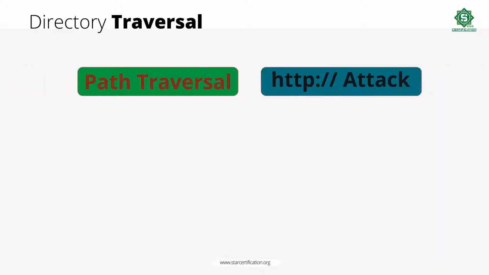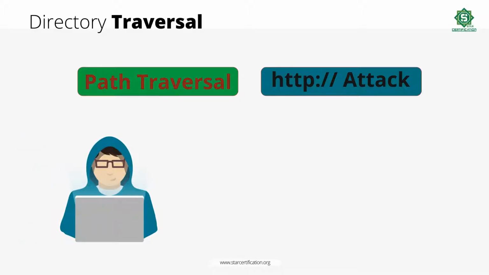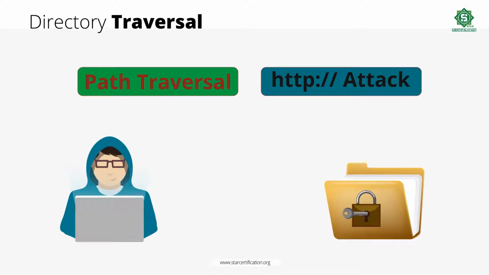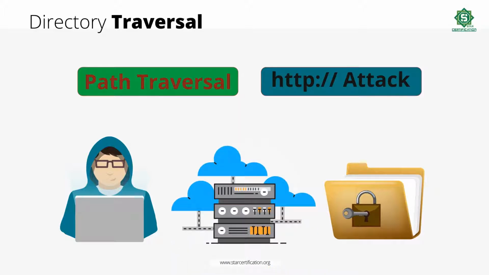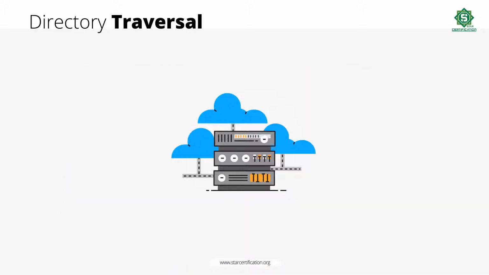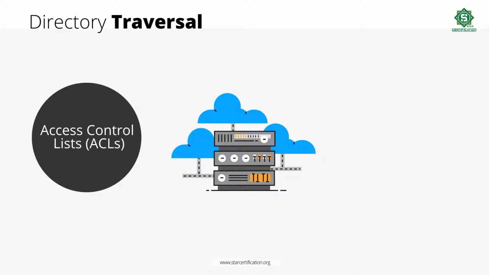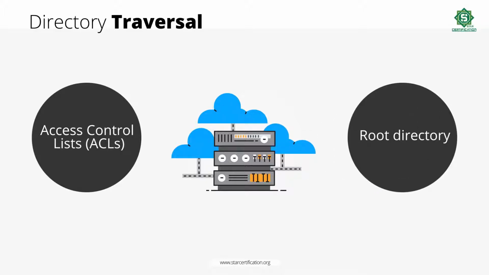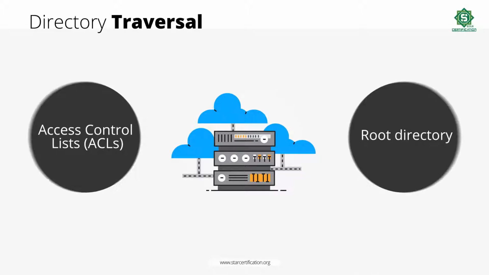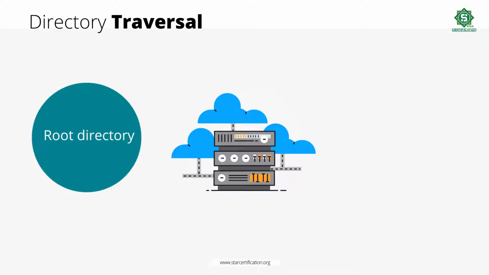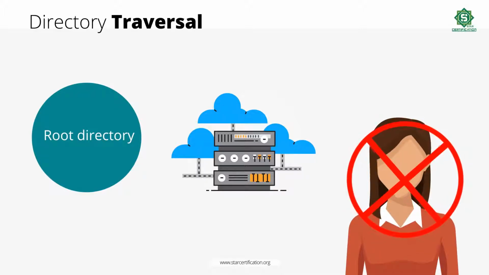Directory traversal, also known as path traversal, is an HTTP attack which allows attackers to access restricted directories and execute commands outside of the web server's root directory. Web servers provide two main levels of security mechanisms: access control lists, ACLs, and root directory. An access control list is used for the authorization process, whereas the root directory is a special directory on the server file system in which the users are restricted. Users are not allowed to access anything above this root.